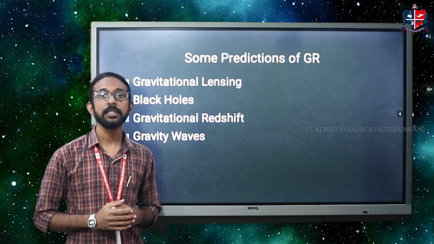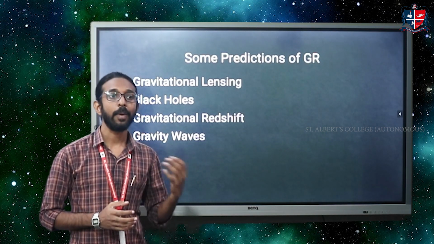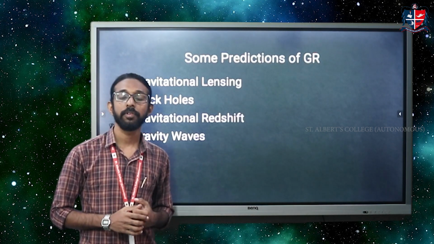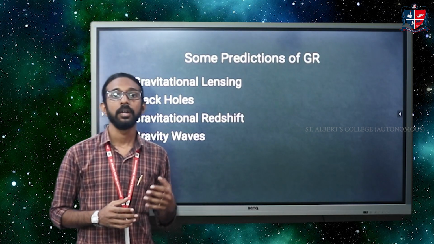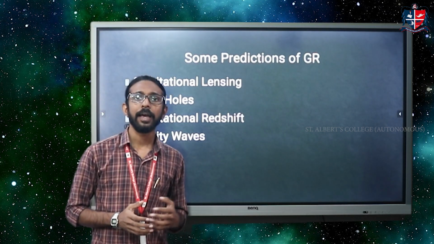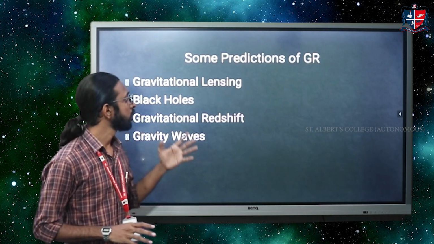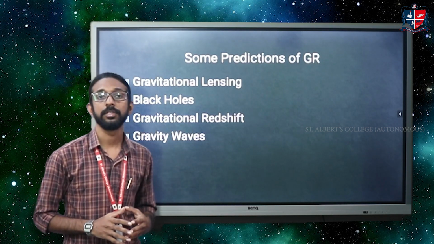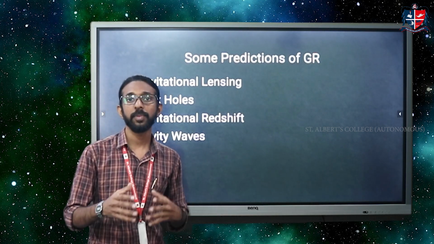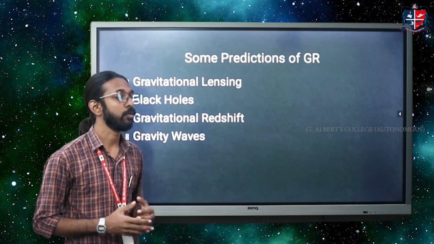In the previous lesson, we discussed what general theory of relativity is, how Einstein came up with it, and some of its predictions. In this lesson, we are going to look at some major predictions of general theory of relativity and explain what those predictions were and how those things play out.